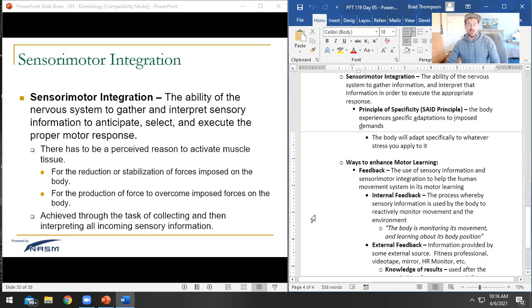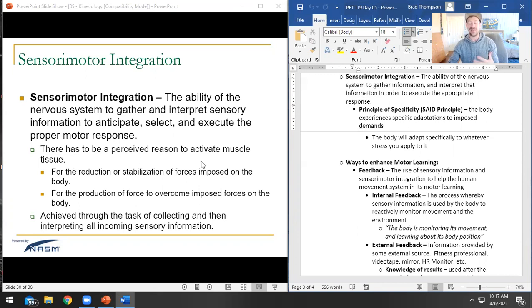So how do we use our proprioception? How do we actually integrate that to do movement? Well, that's another term that we're going to see here, which is called sensory motor integration. That's your nervous system gathering all that information, interpreting it, and going, well, last time this worked, so do this. It's selecting and executing appropriate motor responses.